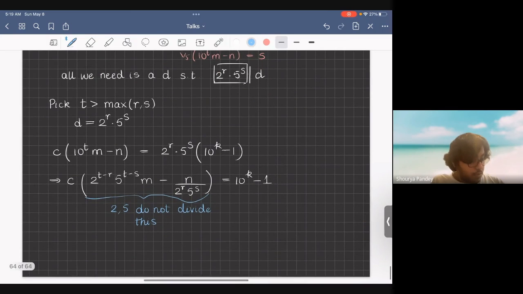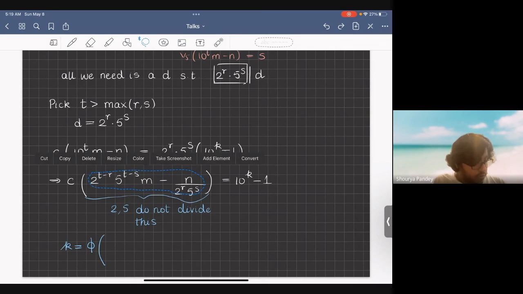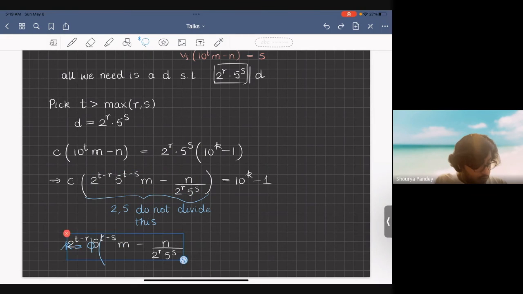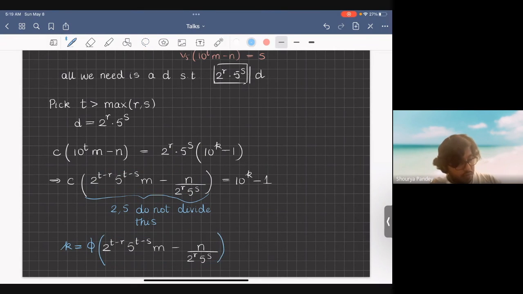And so I can pick k to be phi of this quantity, whatever this is, and c to be equal to 10 to the k minus 1 over whatever. I should just call this something, z. And you can check that this will work. And that's it actually. Yes, it works.